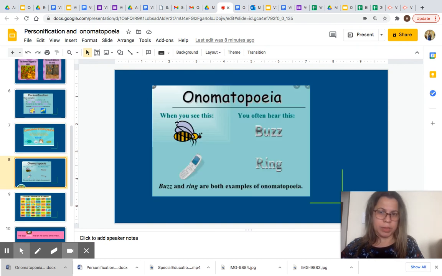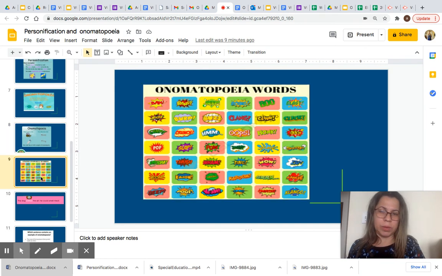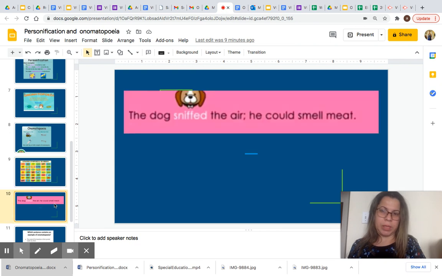A few more examples. Usually when you see a bee, you often hear this noise, buzz, buzz. That's the noise that the bee makes. When you see a phone, the phone also rings, and then you hear this sound. I am including this worksheet along with this video that has a few onomatopoeia words that you can take a look at.